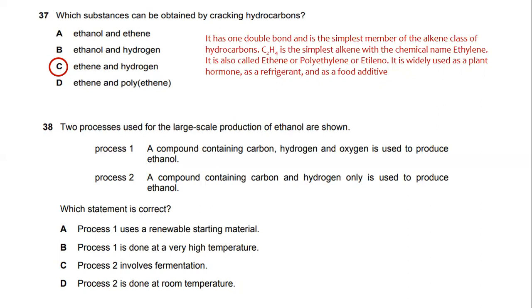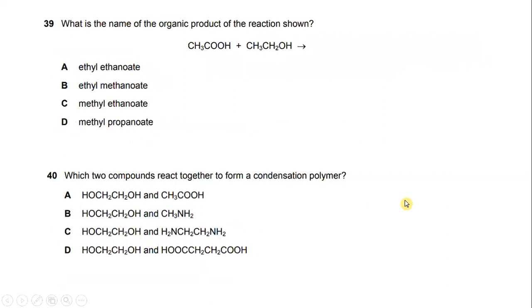Two processes used for the large-scale production of ethanol are shown. Process 1, a compound containing carbon, hydrogen, and oxygen is used to produce ethanol. And process 2, a compound containing carbon and hydrogen only is used to produce ethanol. Which statement is correct? I would say that the answer will be 1. Process 1 uses a renewable starting material.